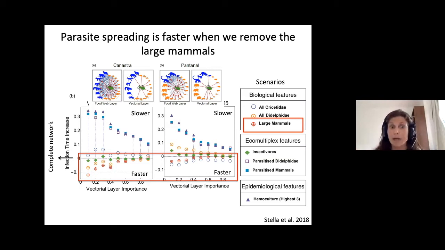But the general trend that we can see is that in both communities, parasite spreading is much faster when we remove the species with the larger body sizes. And this indicates that defaunation and the loss of large predators may amplify parasite transmission in these systems.